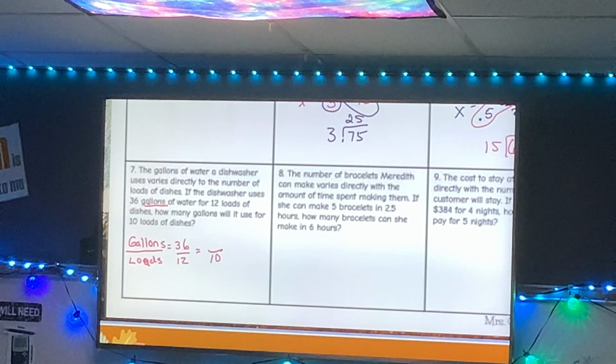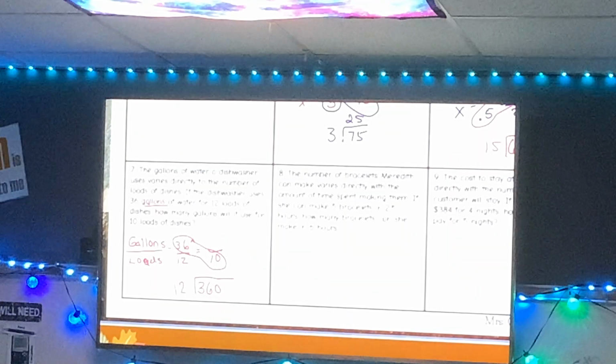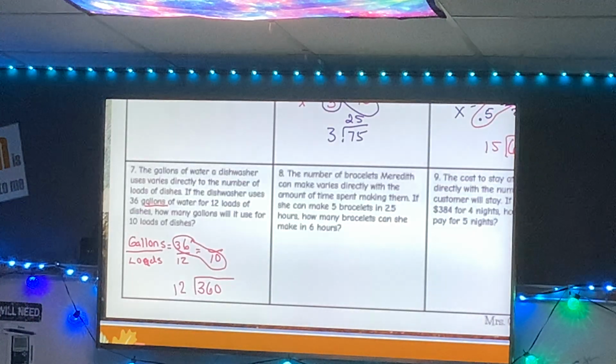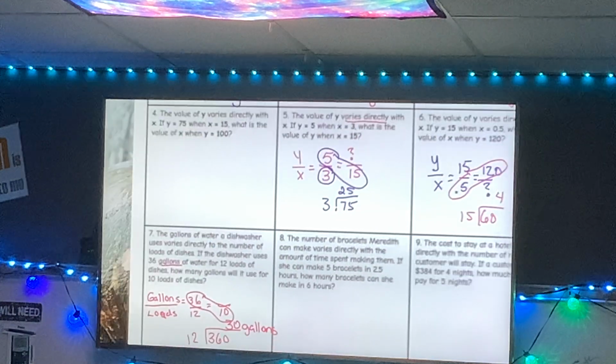What is 36 times 10? 360. Perfect. Divide by my loaner and it is 12. And what do I get? 30 gallons. Let's go back up and do that one I skipped that y'all didn't tell me about.